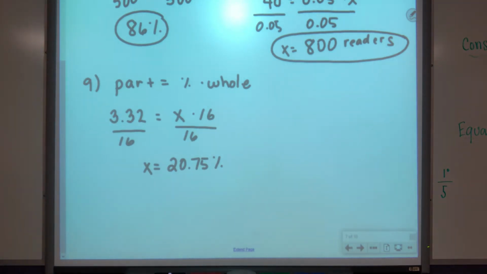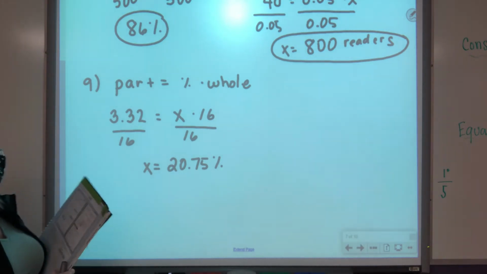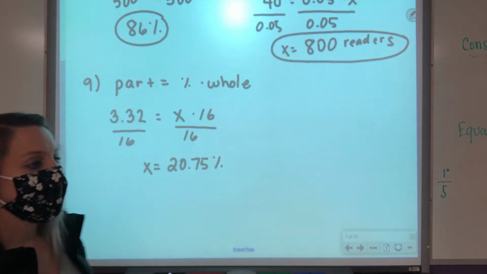If you rounded that to 21, would I be okay with that? Yep, if you rounded that to 21, I would be definitely okay with it.